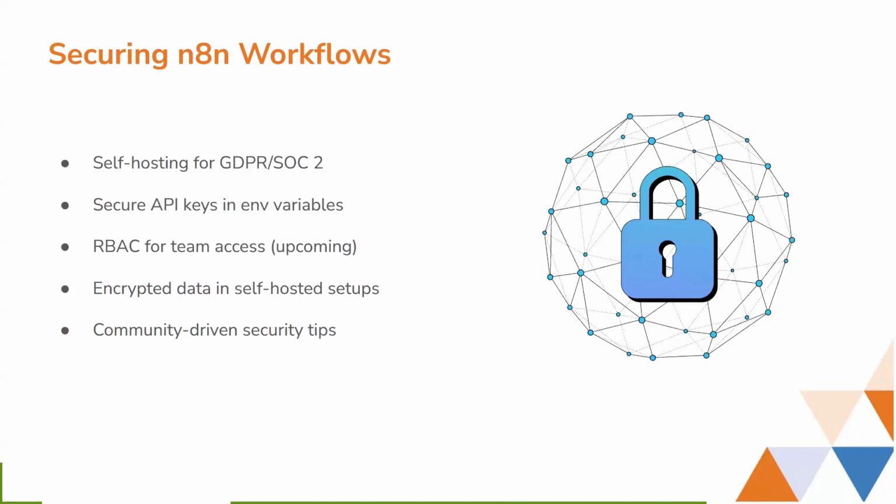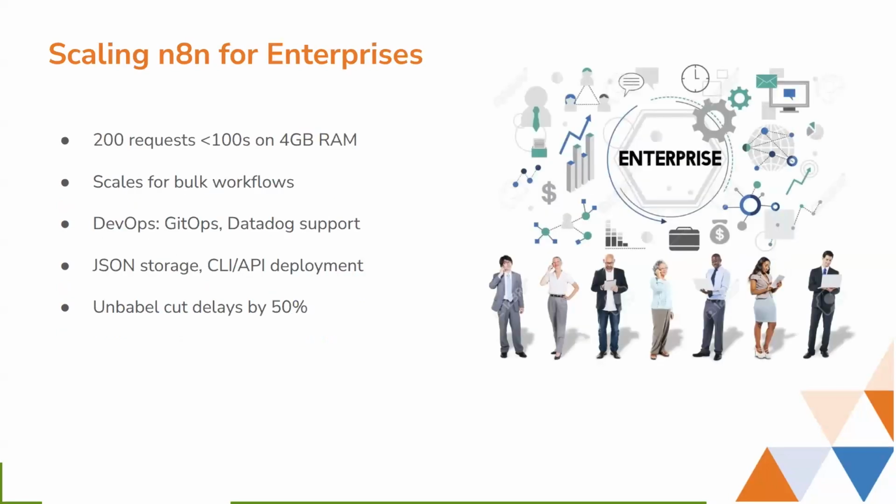There is also a big community for N8N, where you can ask for help or share your ideas. Most of us use N8N for personal purposes, but it is also a good option for enterprises, and it is more scalable than any other automation tool currently on the market. As mentioned earlier, it handles more than 200 requests in less than 100 seconds on just 4 GB of RAM, and it scales well for bulk workflows like syncing thousands of rows of records.